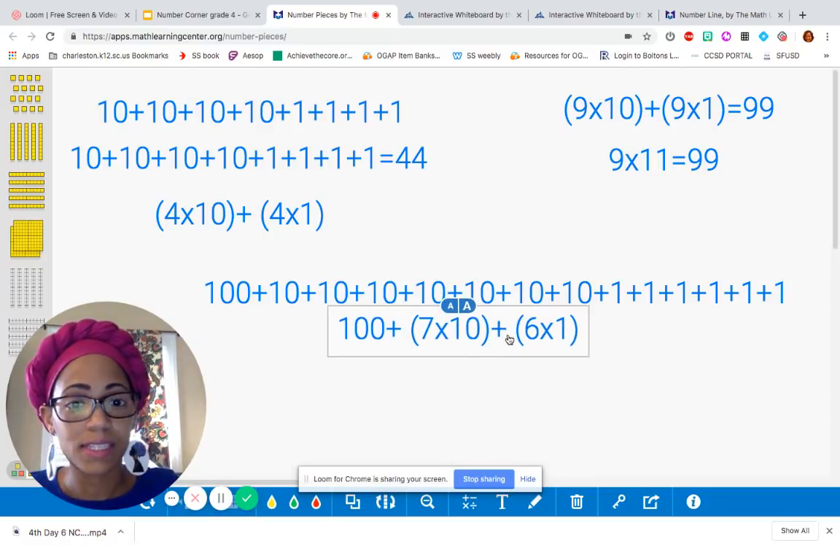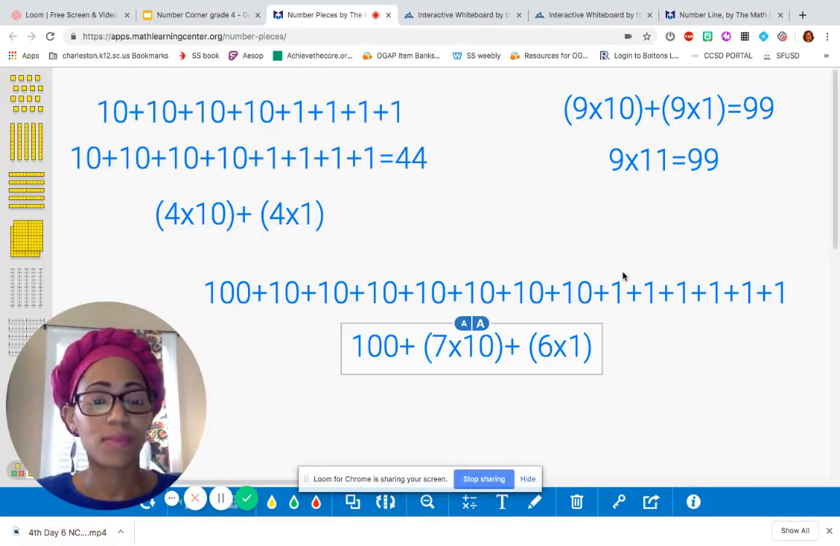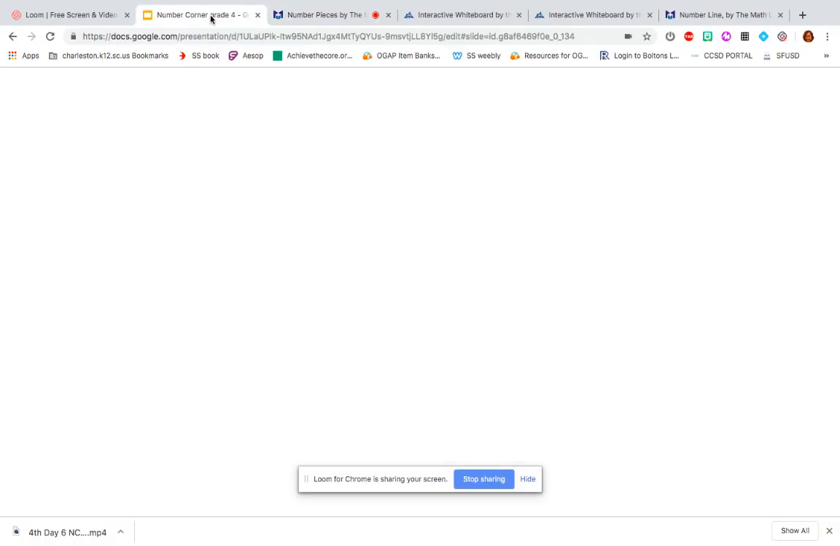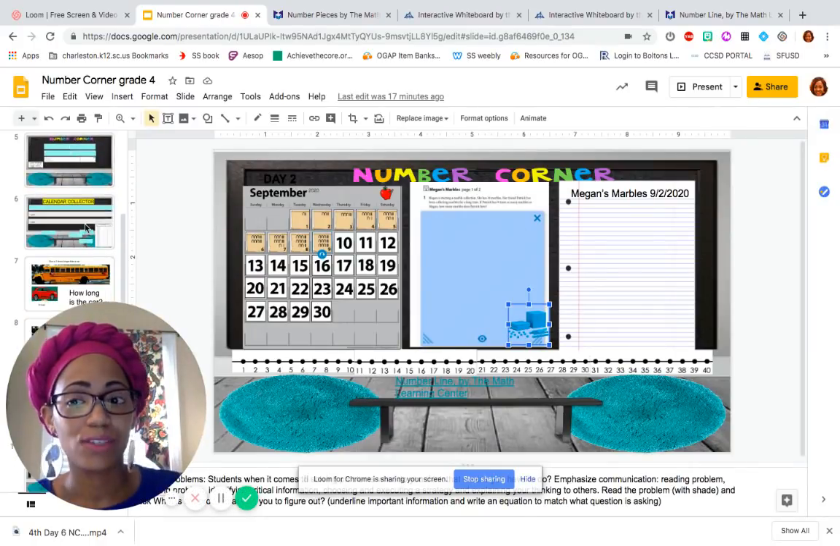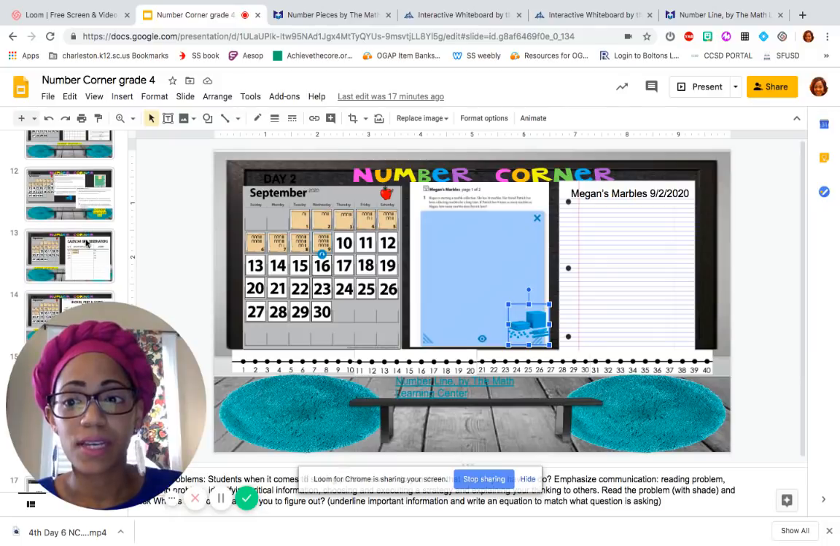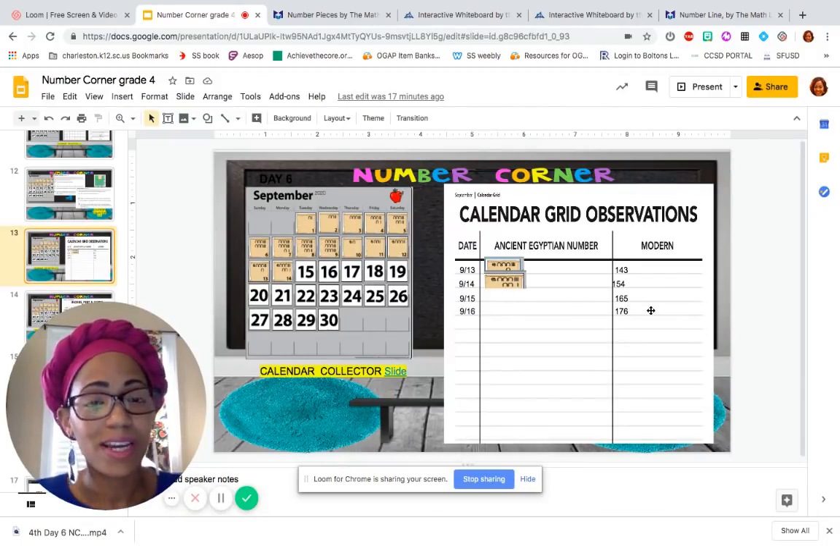Do you guys see that? We have 100 and then we have 7 tens and we have 6 ones. So, what's our modern number? 176. Correct. So, we probably should add that to our calendar grid observation form. And here it is, 176.